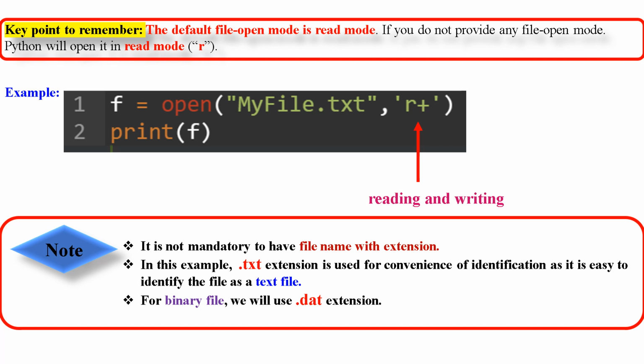Let's see an example. This line of code will open the file myfile.txt for reading and writing purposes. Here, the name of the file specified is constant. If it already exists, then it has to be in the same folder where we are working now, otherwise we have to specify the complete path. Note: it is not mandatory to have a file name with an extension. In this example, the .txt extension is used for convenience of identification, as it is easy to identify the file as a text file. For a binary file, we will use the .dat extension.